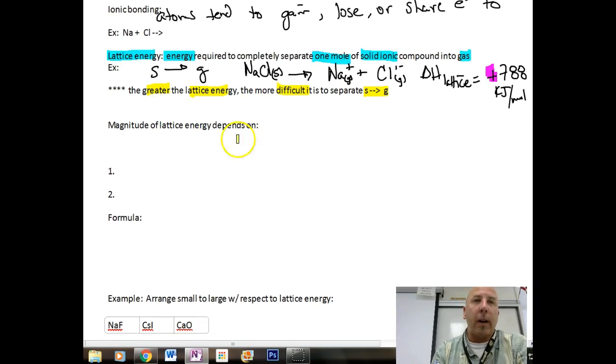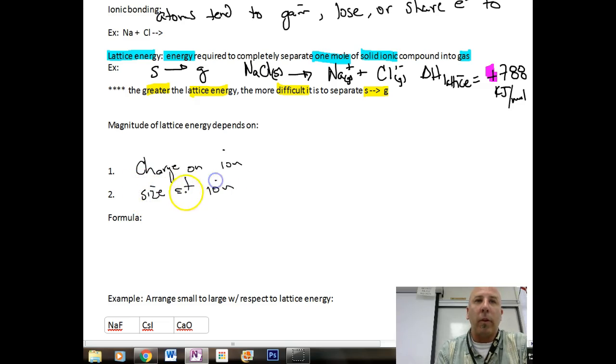The magnitude of lattice energy depends on a couple of things. We have talked about these already, and I'm going to bring them up again. It depends on two things, generally. The first is the charge on the ion that we're separating out. And the second is the size of the ion, which has an impact because of distance.